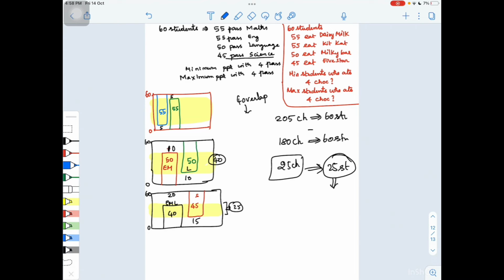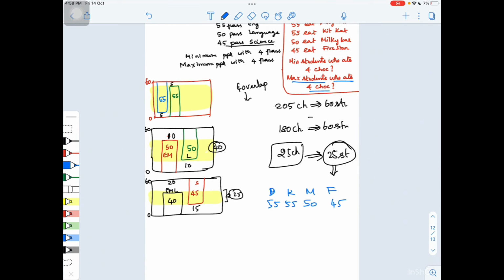Now, final question of this particular method: what is the maximum number of people who ate all 4 chocolates? Like I said, we have to find a combo. So we have Dairy Milk, Kit Kat, Milky Bar, and 5-star. We have 55 Dairy Milk, 55 Kit Kat, 50 Milky Bar, and 45 5-stars. So I need to make a combo.